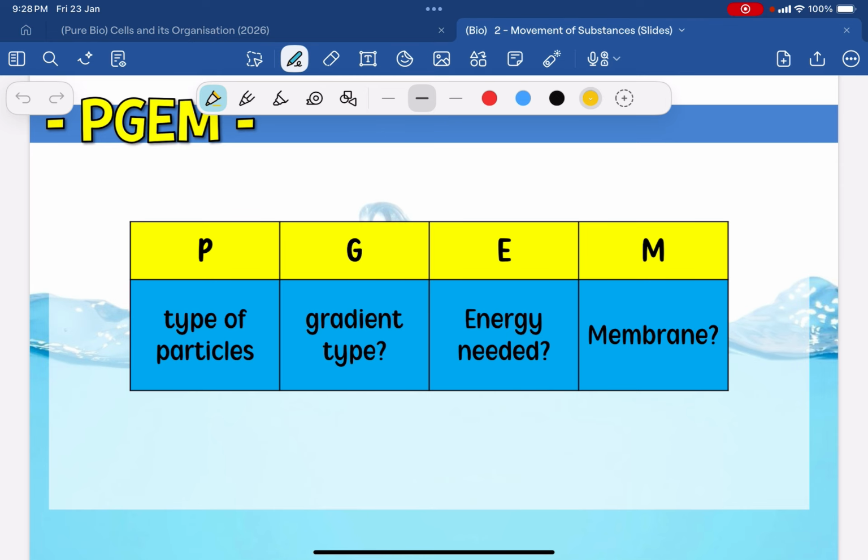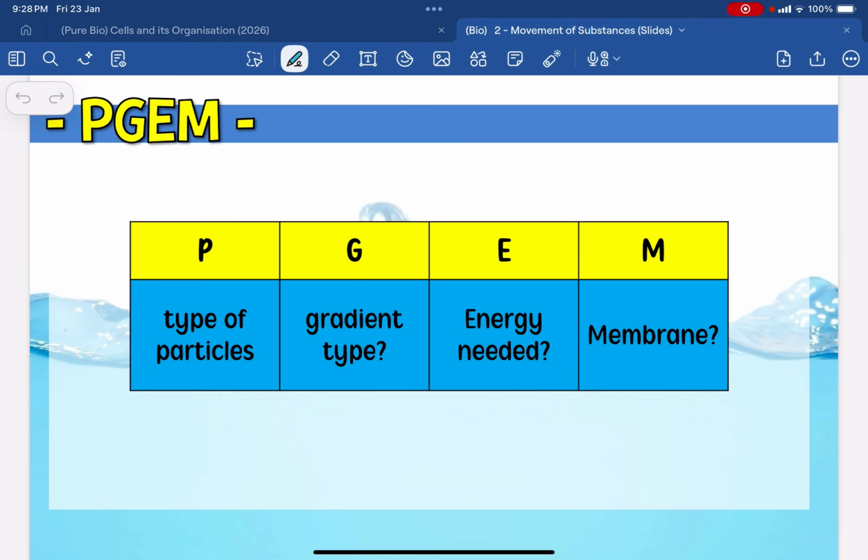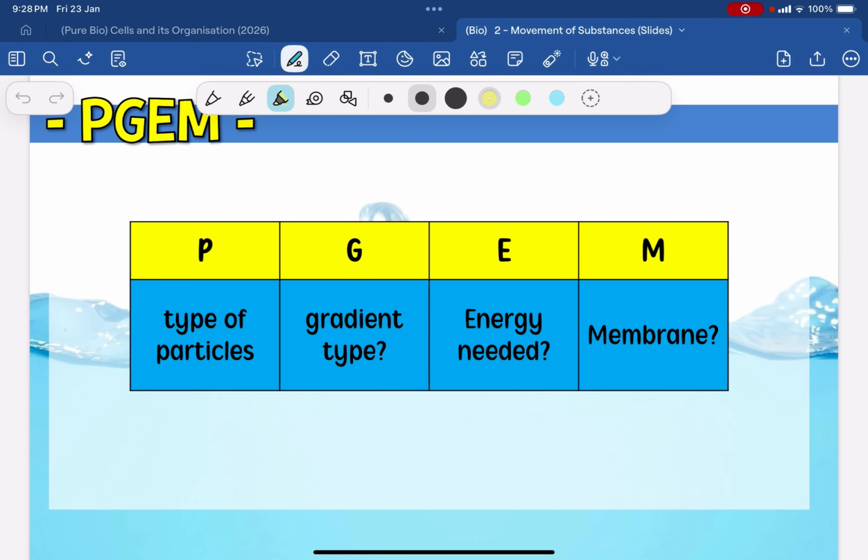So the very first one that you actually see here is that there is a P. P is actually referring to particles, and these particles, type of particles, they could be water molecules or any other particle. Gradient, and the gradient type that you're looking at, whether it is the concentration gradient or the water potential gradient. Is there any energy required? And was there a partially permeable membrane involved as well?